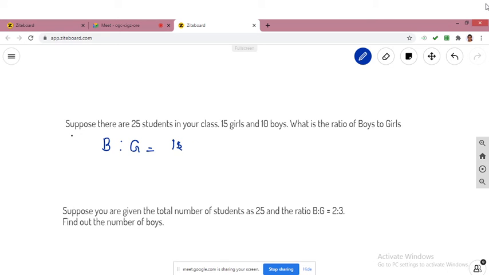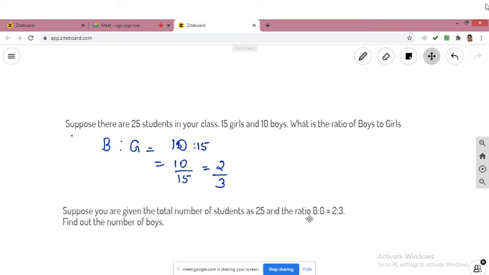Okay, 10 is to 15. So that is 10 by 15. Can I reduce it? Can I write it as 2:3? Yes, ma'am, 2:3. Yeah, we can write it as 2:3. So the ratio of boys to girls is 2:3.